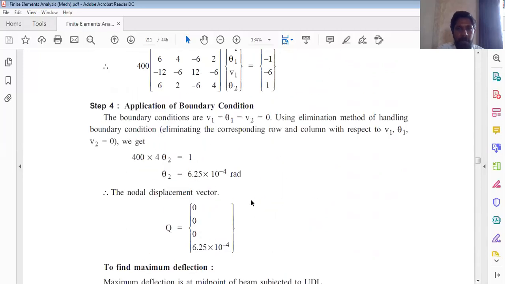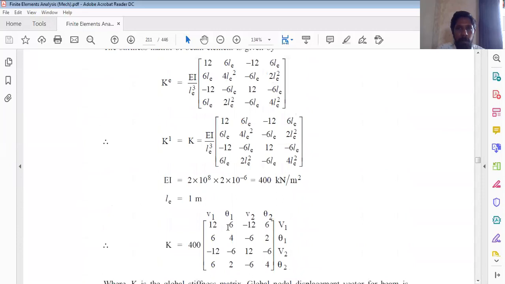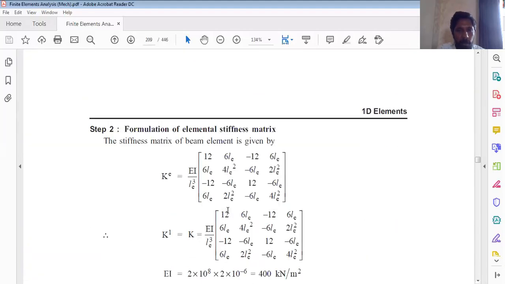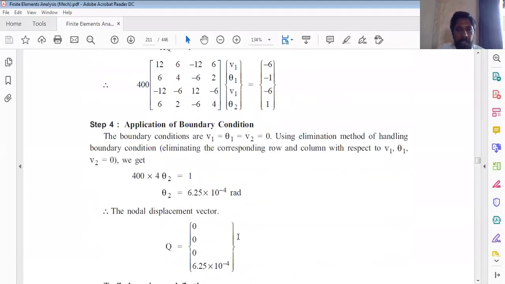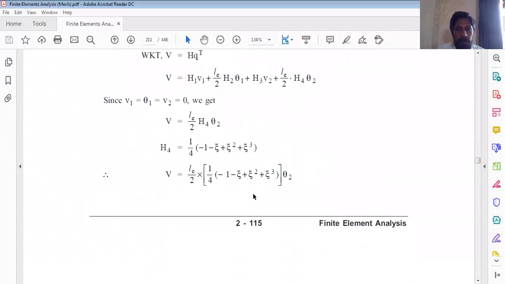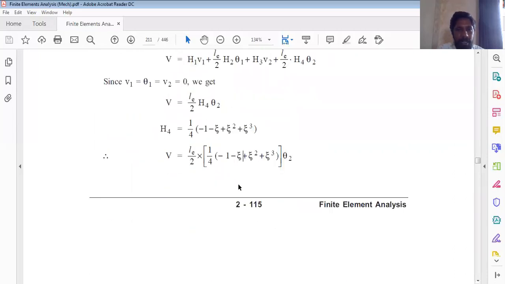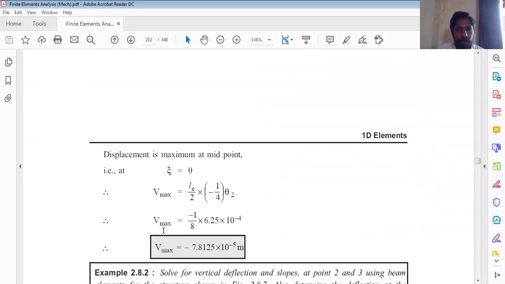And for a beam element, looking at the problem, the value of zeta varies from minus 1 to plus 1, and zeta is 0 at the center, where the maximum deflection of the beam takes place. So for this equation, it is required to substitute the value of zeta as 0, theta 2 as 6.25 into 10 power minus 4, and LE as 1 meter. So V is maximum when zeta is equal to 0, and V maximum is minus 7.8125 into 10 power minus 5 meter.